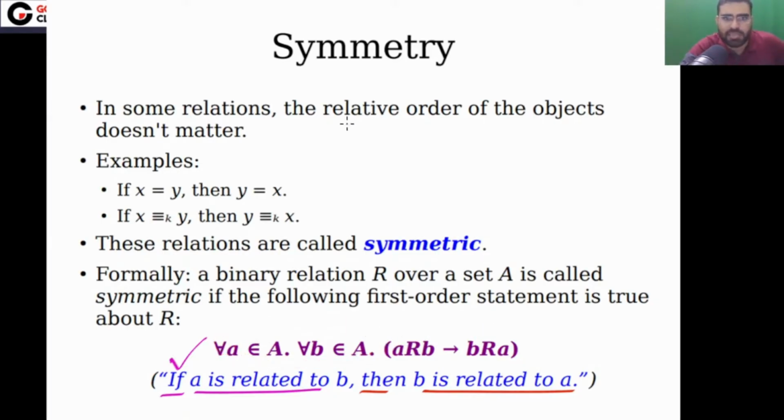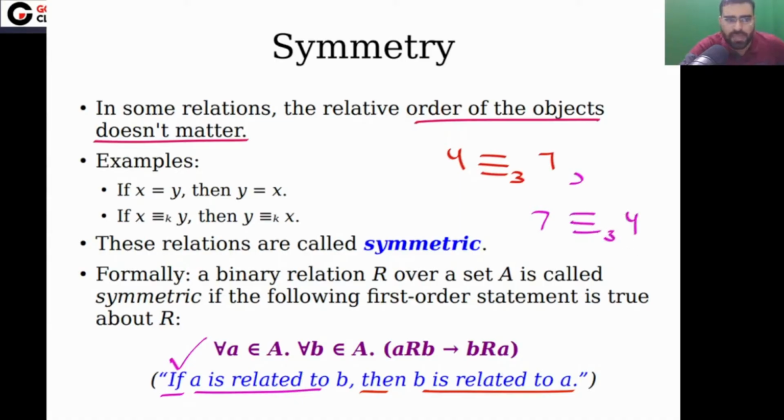So in this type of relation, the order of objects does not matter. For example, 4 is equal to 4, so the order does not matter. Or I can say that 4 is congruent to 7 modulo 3. You can also say that 7 is congruent to 4 modulo 3. Both are basically the same.